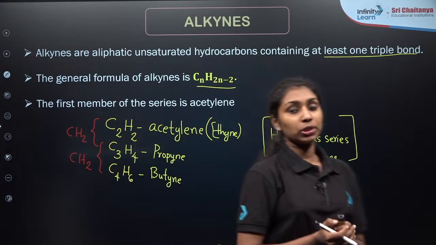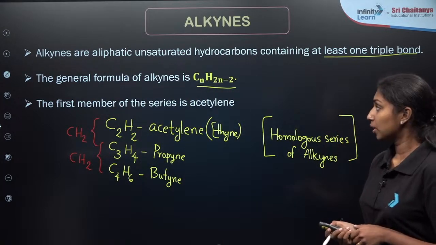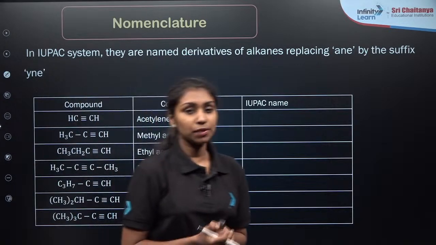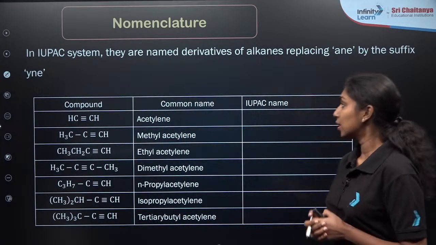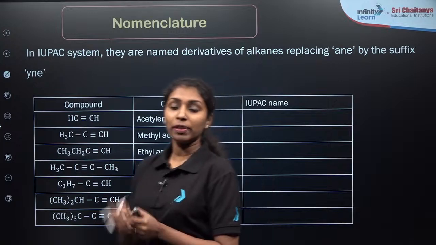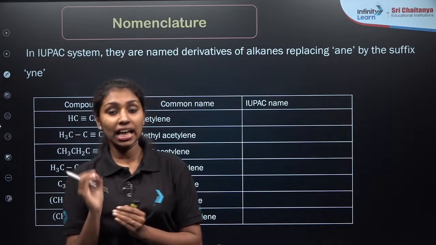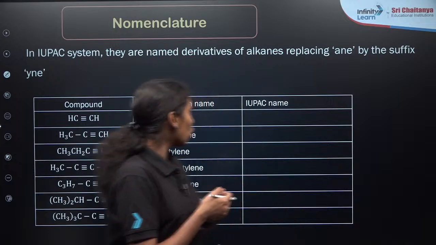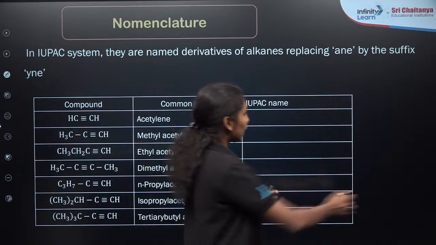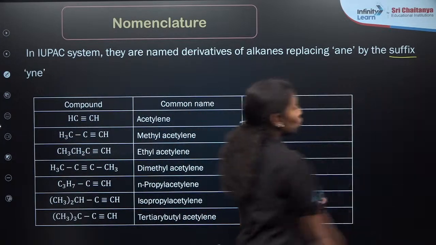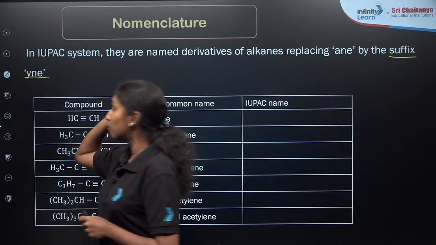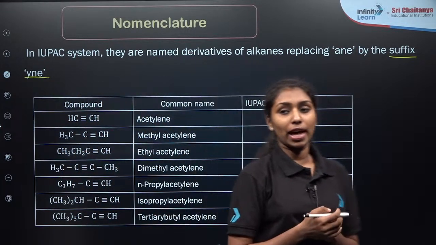Now let us talk about the nomenclature of alkynes. How can we name alkynes according to IUPAC? As we already know, in the case of alkanes and alkenes the suffix is ane or ene. Here in the case of alkynes, the suffix changes to yne. Yne is the suffix for alkyne nomenclature in IUPAC.